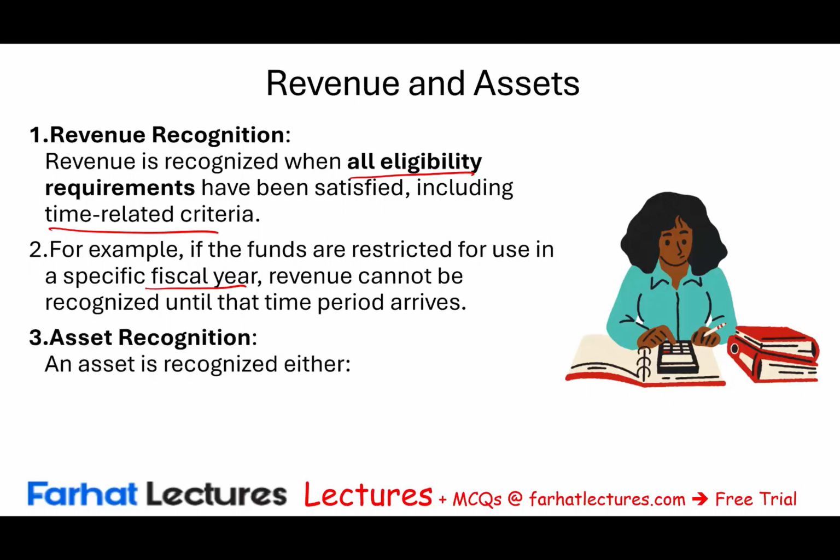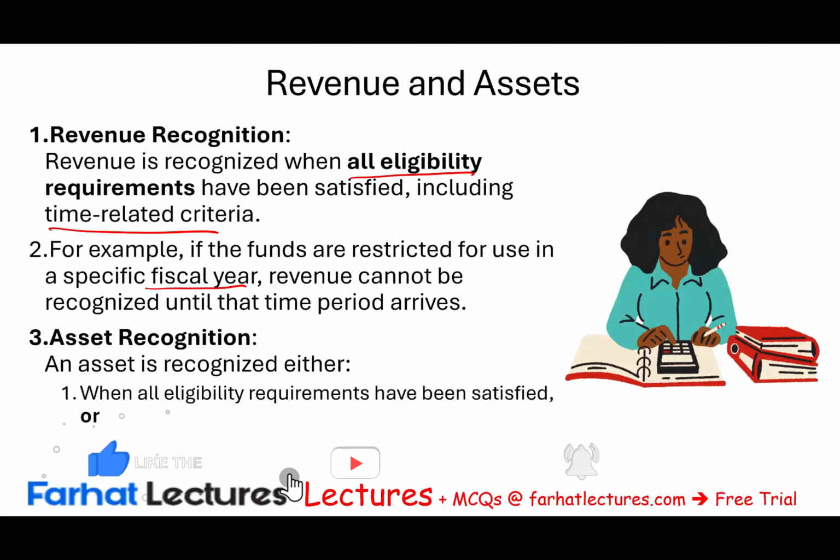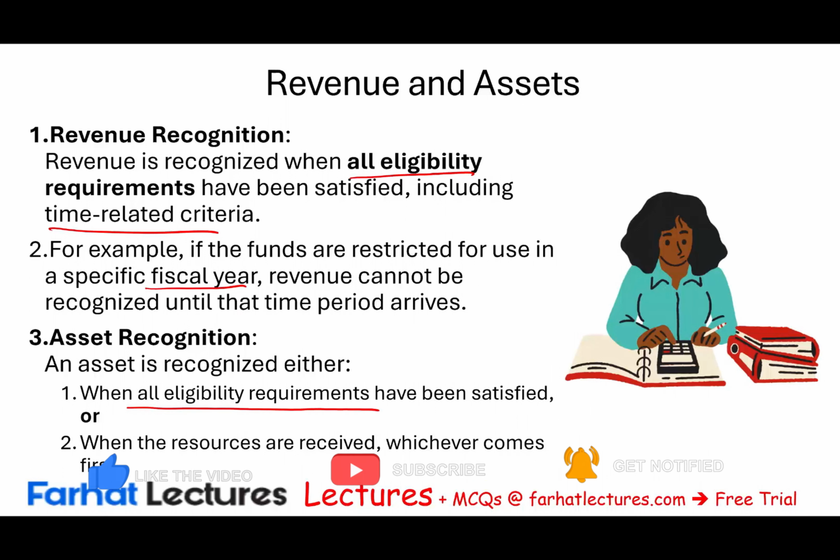Now, asset. Okay, revenue, we already know this. It has to meet the eligibility requirement. What about the asset? It's either when we meet all eligibility requirements or when we receive the funds. If we receive the funds, we cannot run away from it. We have to debit an asset. So if the state government wires the money to you, you have money in your bank account, you have to debit cash. Well, what do you credit? Well, it all depends whether I credit revenue or I credit a liability. We'll see how it works.